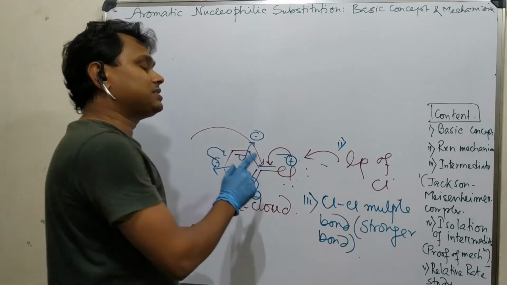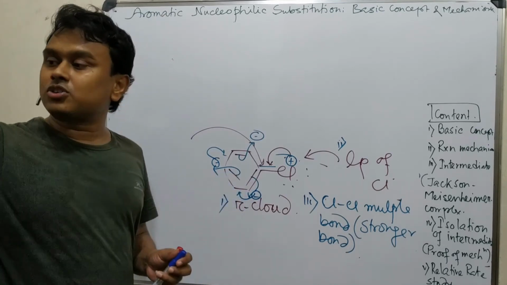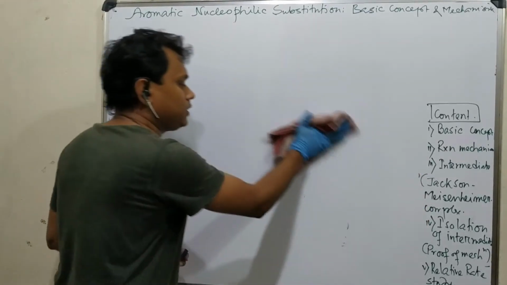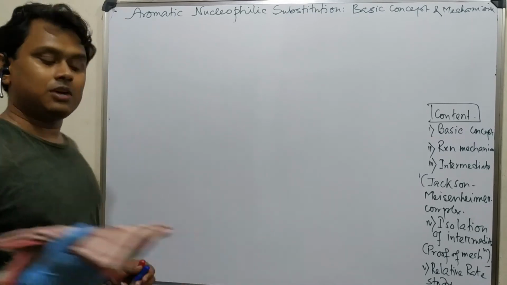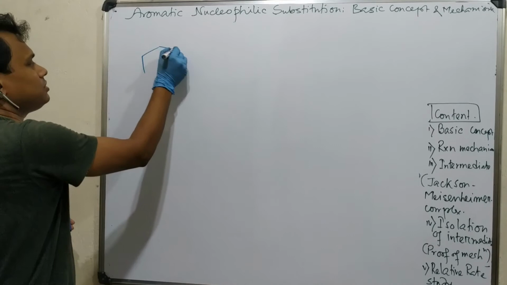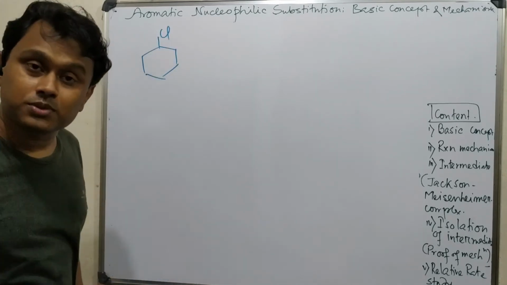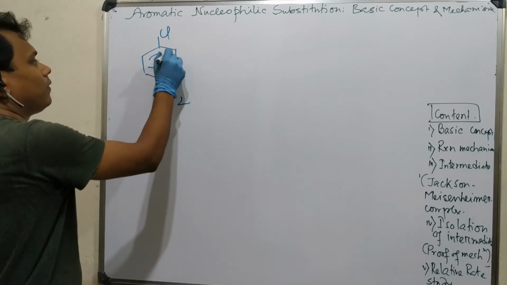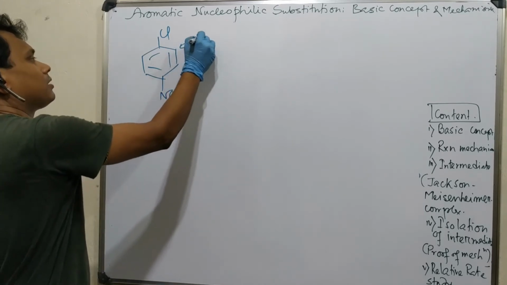How to make this system susceptible to nucleophilic attack? First, attach an electron withdrawing group. If we attach an electron withdrawing group, then this nucleus becomes electron deficient, and because of this electron deficiency, a nucleophile can attack. That electron withdrawing group's position should be ortho or para. Okay? Fine.